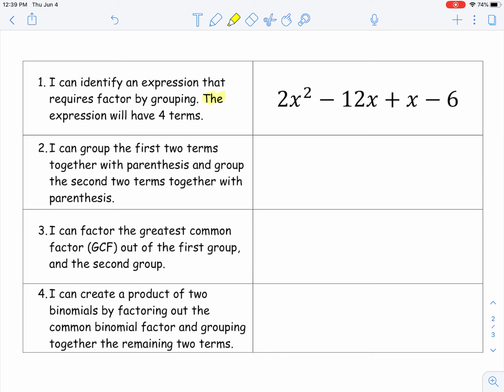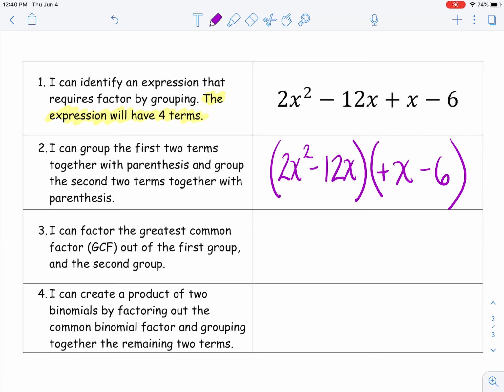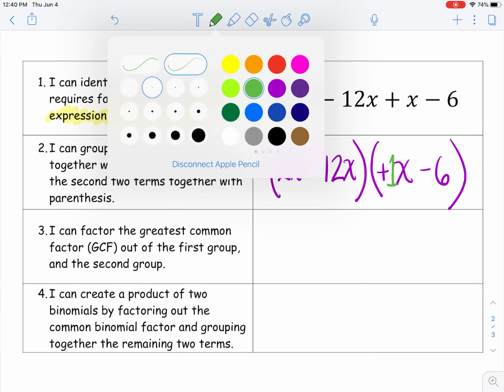Okay, again, identifying that we have 4 terms, so we are going to use factor by grouping. Okay, I'm going to rewrite this, and I'm going to group my first 2 terms together with parentheses, and I'm going to group my second 2 terms together with parentheses. And you might even want to make a little note here that even though this is plus x, this is really plus 1x. So even though there's not a number there, there actually is a 1, even though you don't see it.